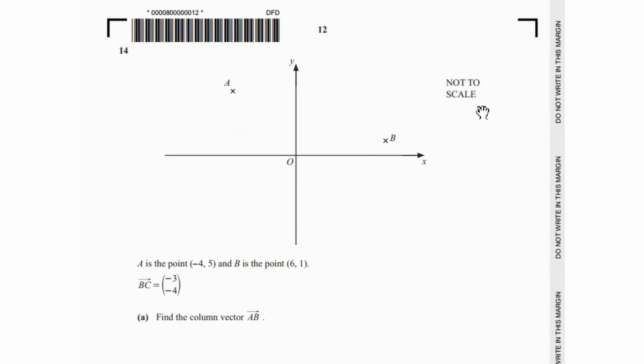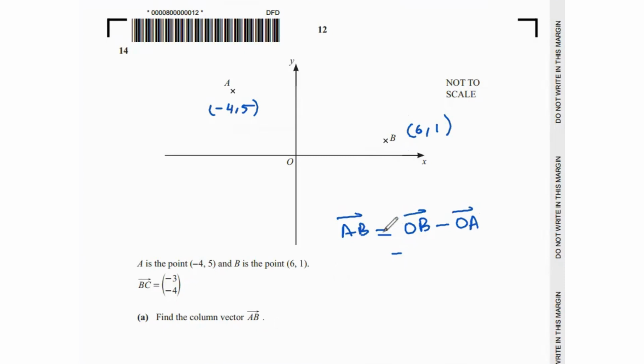Then it says A is the point -4, 5 and B is the point 6, 1. So let's write that. -4, 5 and then we have 6, 1. Vector BC is given as -3, -4. Find the column vector AB. So for column vector AB, we subtract OB and OA.